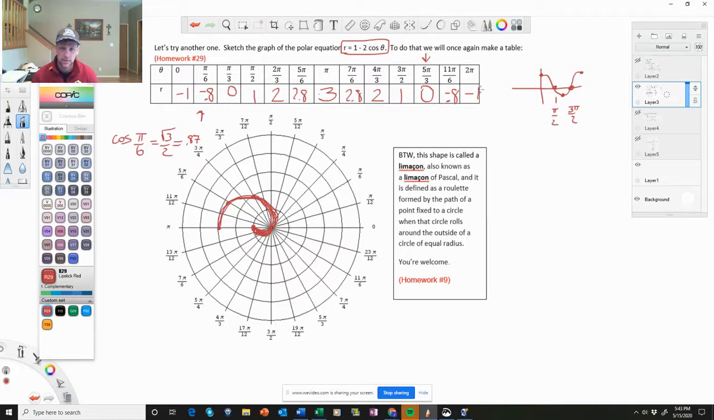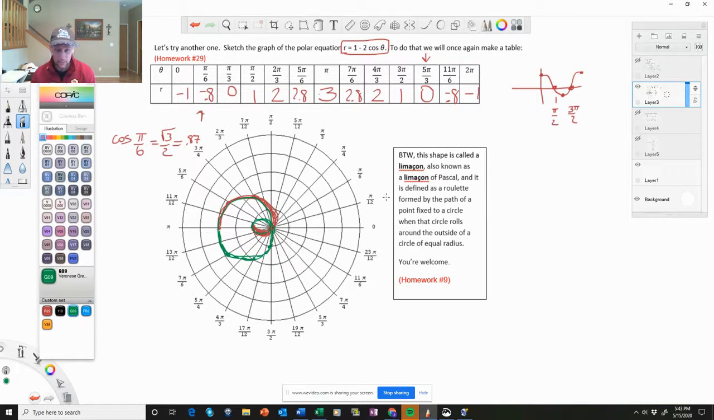Now, the rest of it, I'm going to speed it up a little bit. But it's basically going to mimic what we just did. And it's going to come around like this, come back through here, and come back through there. So that is a goofy little loop-de-loop thing, which is called in French a limaçon, and in English a limacin or something like that. Kind of cool, huh?